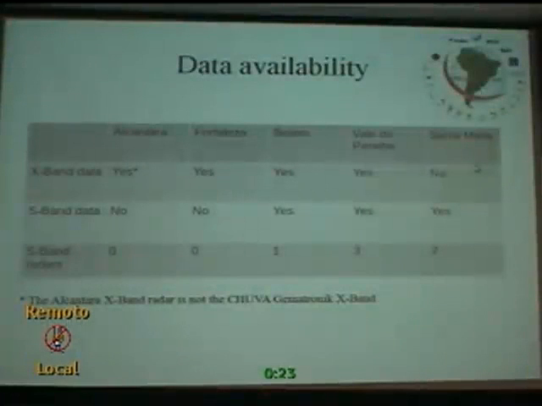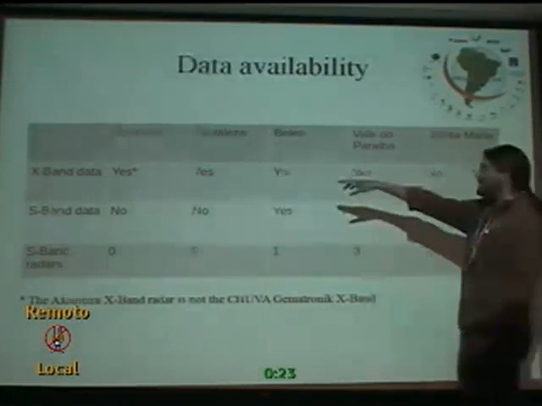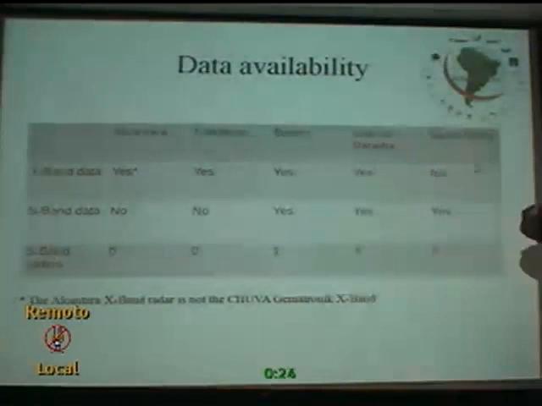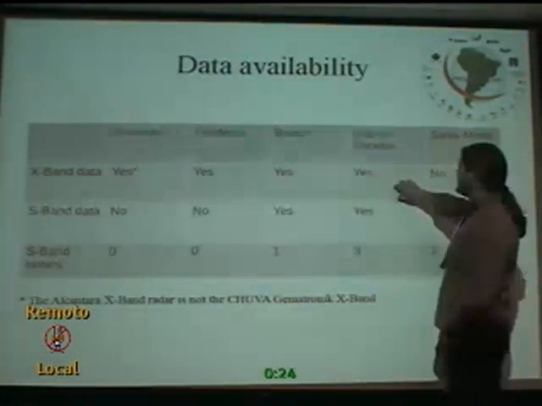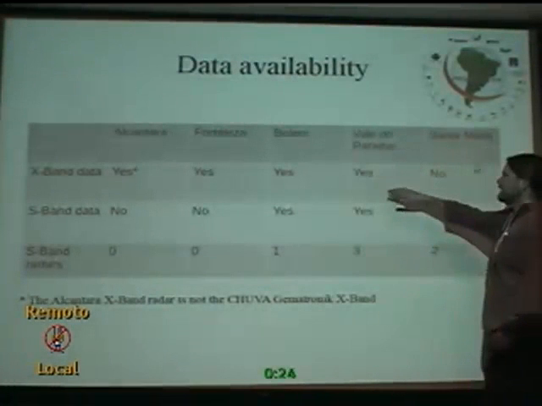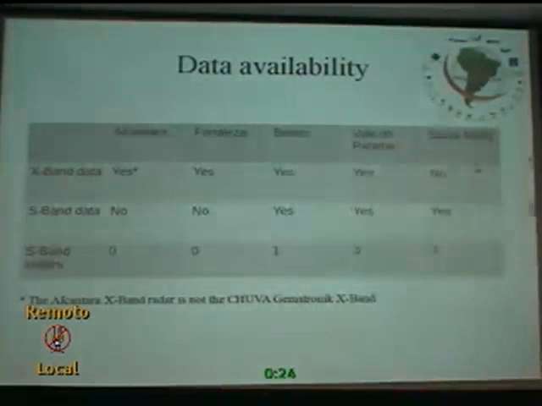In terms of data availability, the X-band radar in Alcantara is not the Gematronic X-band radar. The X-band radar ran relatively okay in Vale do Paraíba. We have some gaps here. In Belém and Fortaleza, there were just 1 or 2 days that we had some problem. The radar didn't work in Santa Maria.